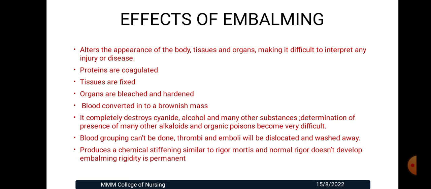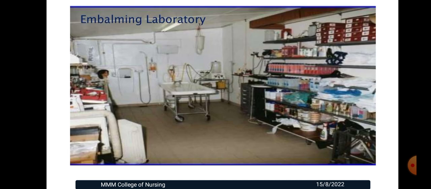Proteins are coagulated, tissues are fixed, organs are bleached and hardened, and blood is converted into a brownish mass. Cyanide, alcohol, and many other substances are completely destroyed. Determination of the presence of many alkaloids and organic poisons becomes very difficult. Blood grouping cannot be done. Thrombi and emboli will be dislocated and washed away. It produces a chemical stiffening similar to rigor mortis, and normal rigor does not develop. Embalming rigidity is permanent. This is an embalming laboratory.